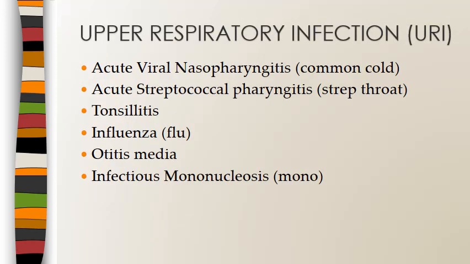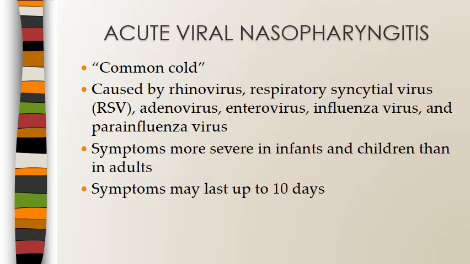Next we're going to talk about upper respiratory infections, or URIs. There are many different types of URIs, and we are going to talk about each one of these listed here separately as we proceed in this lecture. Acute viral nasopharyngitis is the healthcare term for the common cold. This can be caused by different viruses such as rhinovirus, respiratory syncytial virus or RSV, adenovirus, enterovirus, influenza virus or the flu, and parainfluenza virus.